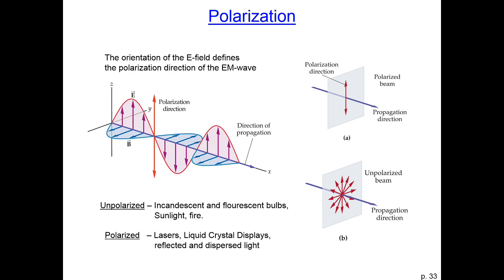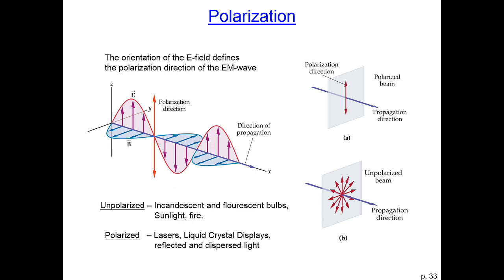Now, most of the light that we see and deal with every day, ordinary light, is unpolarized light, which means that the direction of the polarization, the direction of the electric field, is randomly distributed over all directions. So the electric fields of the different photons all point in different directions. Sunlight, light bulbs, most of the light that we see is randomly oriented and is this unpolarized light.